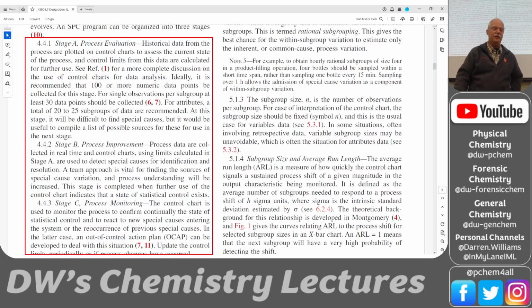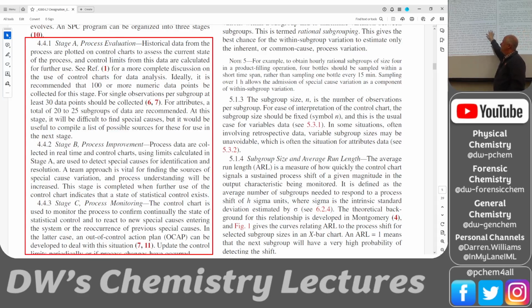And so then we have the different stages. Okay, the first stage is that learning stage where we're evaluating the process. It says 30 data points should be collected. So we're not quite there. We're starting with 15. That's our learning stage. But we only have so many days in the semester. Ideally, they're saying go to 30 data points to get the historical average and standard deviations for your process. And then the process improvement, the data is collected in real time and so on.